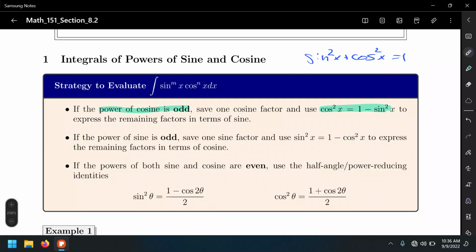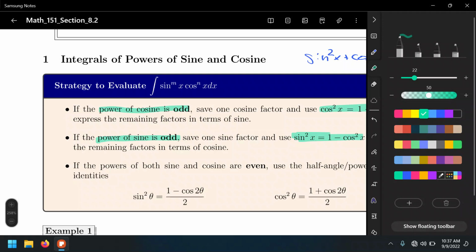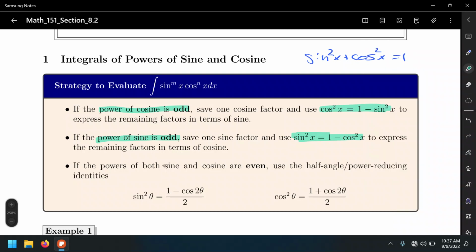In a similar way, we have that if the power of sine is odd, similarly in this case we're going to use this trigonometric identity, however, the other way around. Alright? But the trick is a little different when we have even powers of either sine or cosine. Well, so when sine and cosine are even, we use the half angle, or what we usually call the power reduction identities.